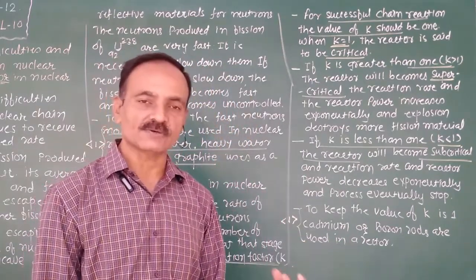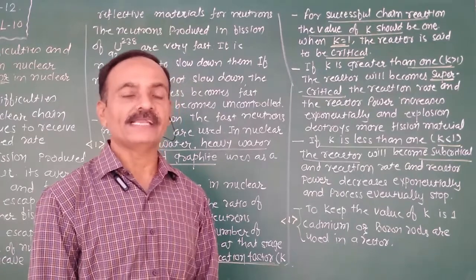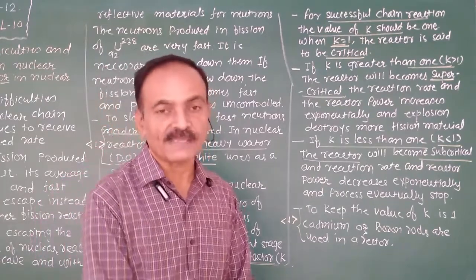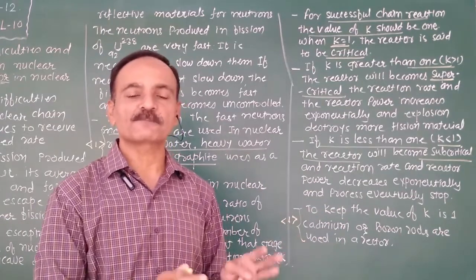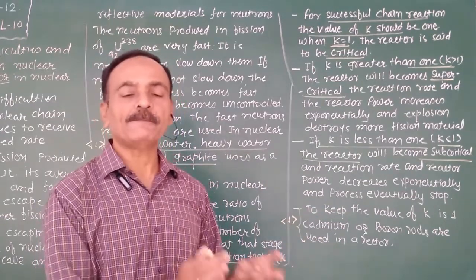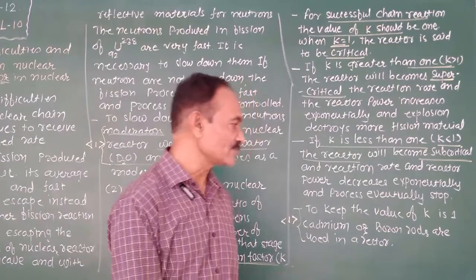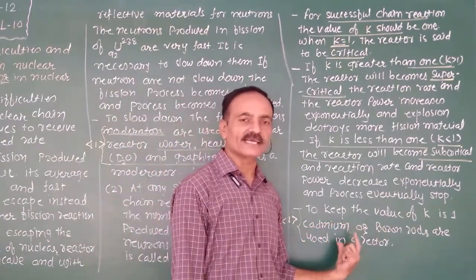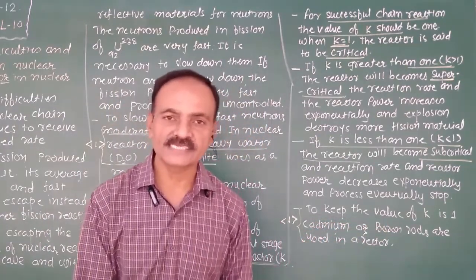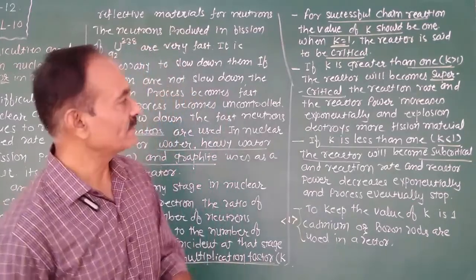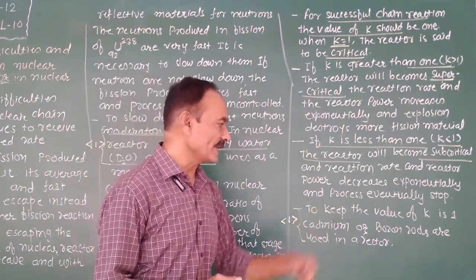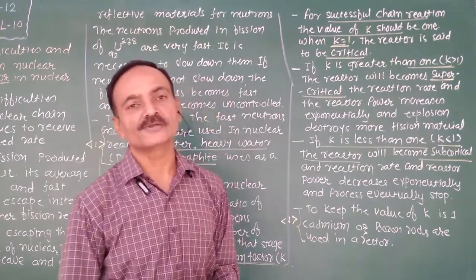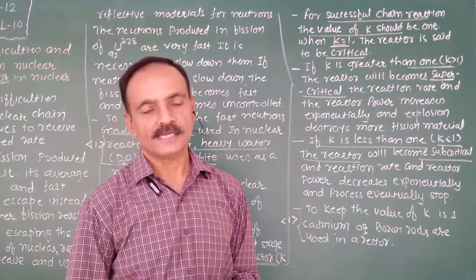If the value of K is less than 1, at that time these rods come out of the reactor and allow the fission process to proceed with more neutrons. If the process becomes fast, these rods go inside the nuclear reactor and absorb the excess neutrons to keep the value of K at 1. Therefore, the cadmium and boron rods are known as control rods. Clear?